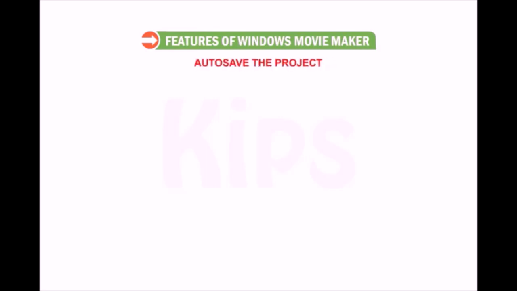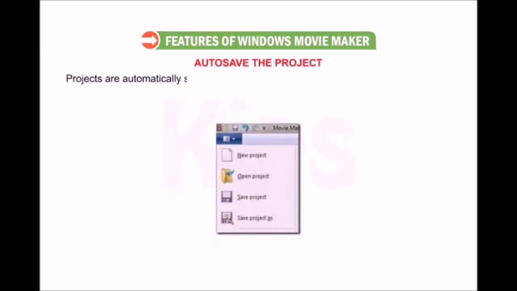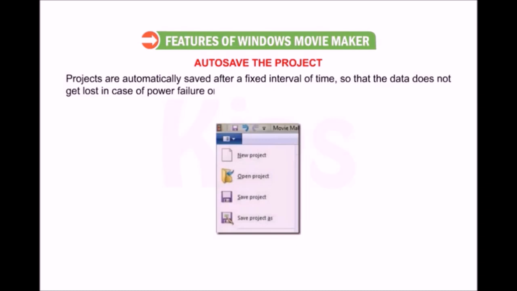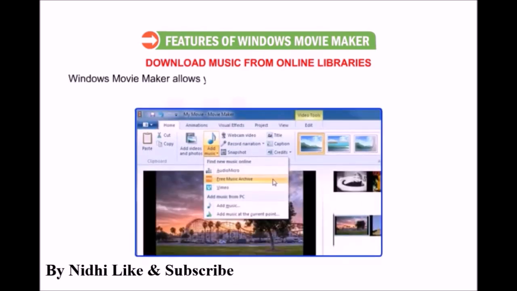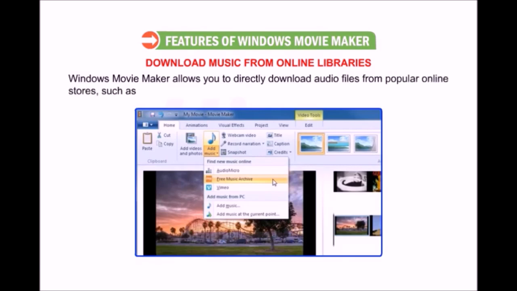Students, now let us talk about features of Windows Movie Maker. Auto-save the project. Projects are automatically saved after a fixed interval of time so that the data does not get lost in case of power failure or unexpected application closure. Download music from online libraries. Windows Movie Maker allows you to directly download audio files from popular online stores such as Audio Micro and Vimeo Music Store.